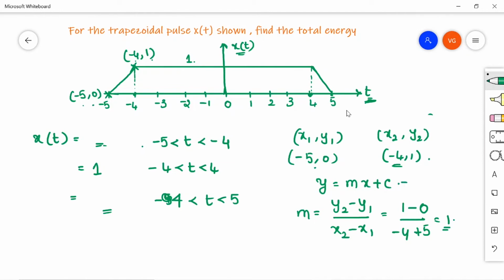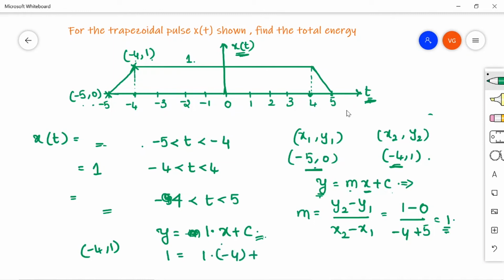So y is equal to, what is y? Y is nothing but the content on the y axis, that is x of t. M is the slope 1, x is nothing but your time here, plus c. To find out the constant, substitute the point: y is equal to m, which is nothing but 1, into x plus c. To get the value of the constant, substitute minus 4 comma 1, any of the points that is lying on the line, in this equation. So 1 is equal to 1 into x, which is minus 4, plus c. So the constant value c is equal to 5 here.